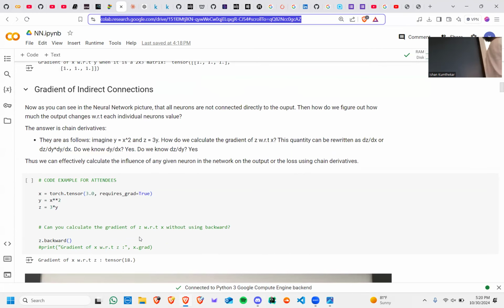And that's to use chain derivatives, as they're called. Imagine y equals x squared and z equals 3y. There's an indirect connection between z and x. You can't directly calculate the derivative of z with respect to x, but you can solve it using a trick. To calculate dz/dx, you calculate dz/dy and multiply it by dy/dx. Z has a direct connection to y and y has a direct connection to x, so we can calculate both of these quantities. And that's how you would calculate dz/dx.